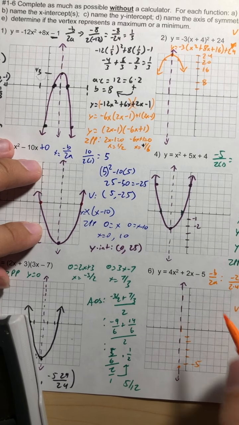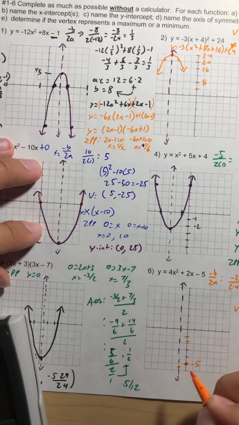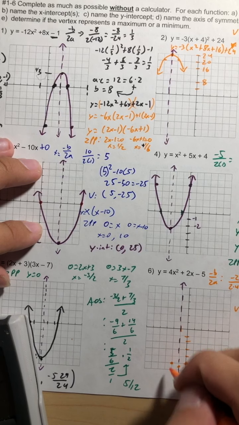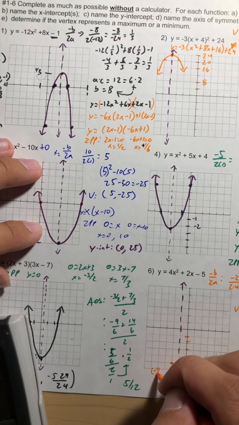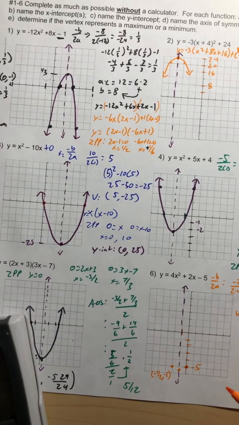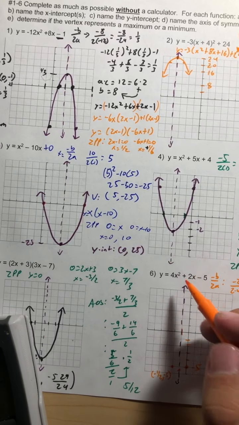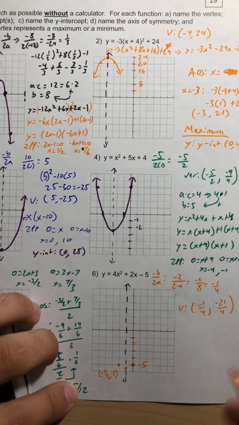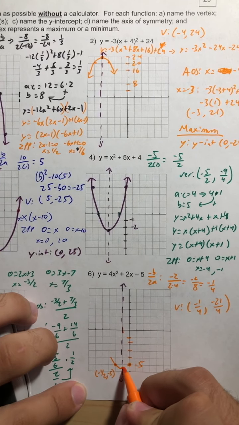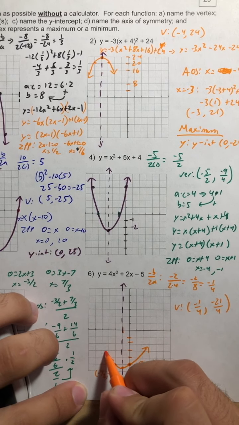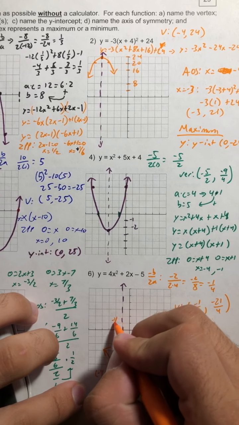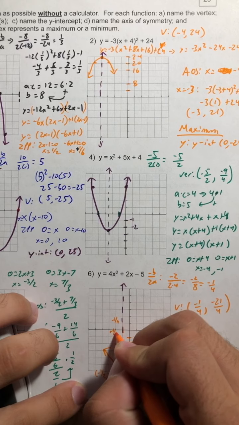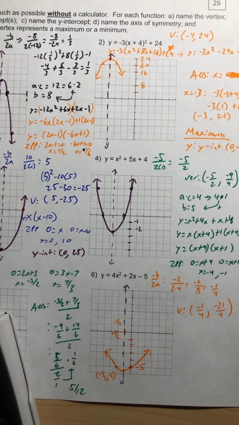My y-intercept is going to be at negative 5, so that means at negative 1/2, I'm also at negative 5. And that's good because I should open up because my a value is positive, so here it is. Understand that this is negative 1/4 and that's negative 1/2. So my scale's a little messed up, but that's okay.